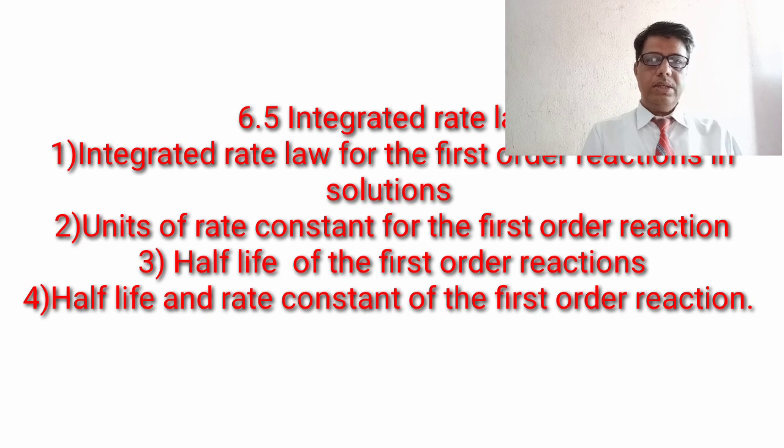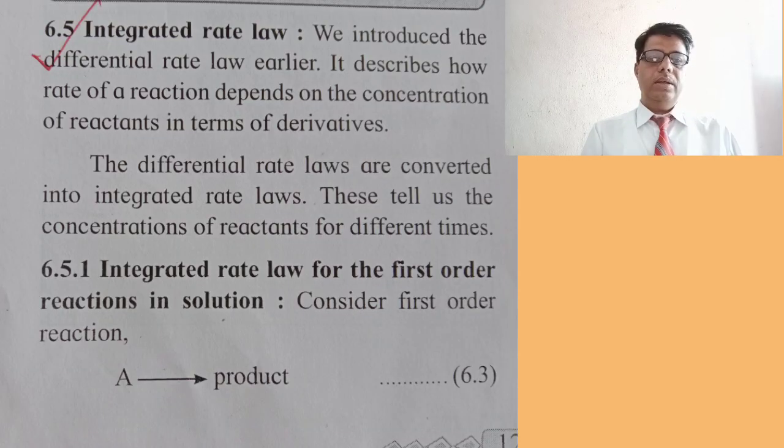So what is the difference between rate law and integrated rate law? Generally, integrated rate law tells us the concentration of reactants for different times. Here the differential rate law, or generally rate law, is converted into integrated rate law. So what is the equation for the integrated rate law?